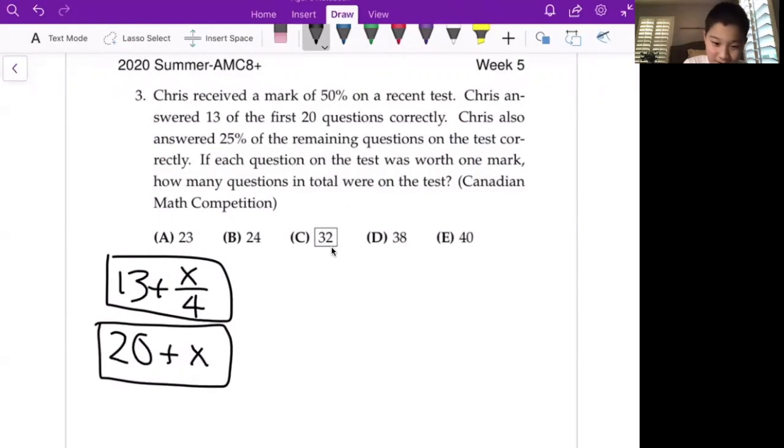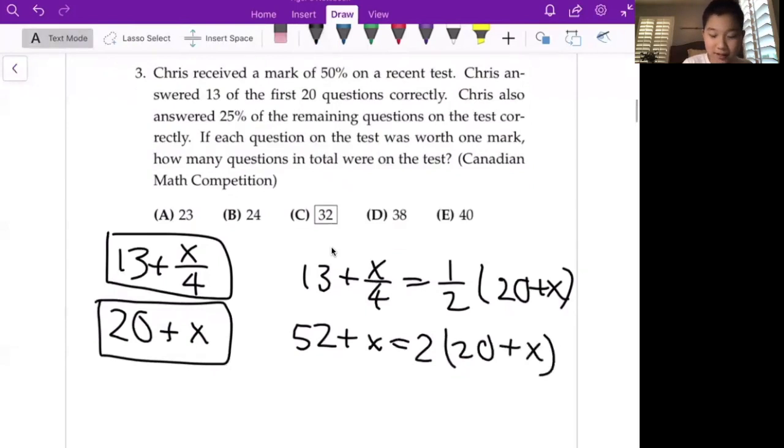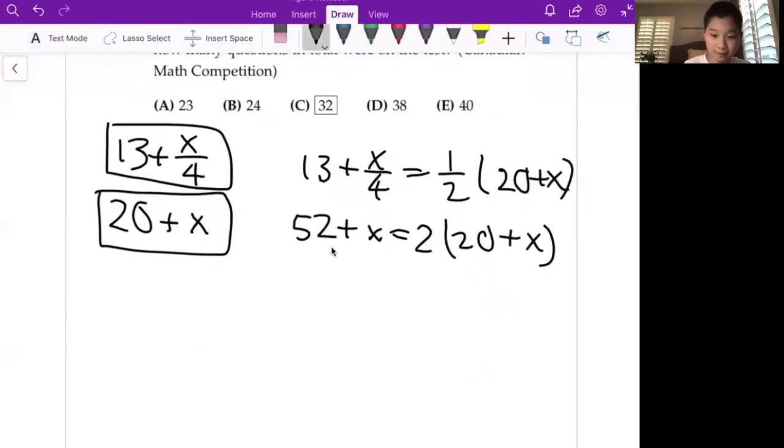So we know that 13 plus x/4 is half of 20 plus x. Now, these fractions are kind of annoying. Let's get rid of them. Let's multiply by 4. So it will cancel out the fractions. 52 plus x equals 2 times 20 plus x. Then let's expand to get 52 plus x equals 40 plus 2x.